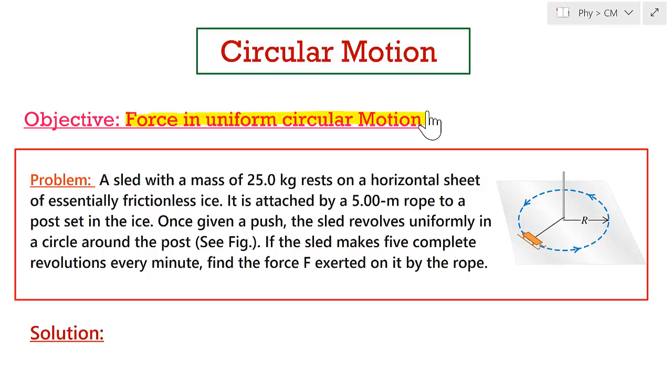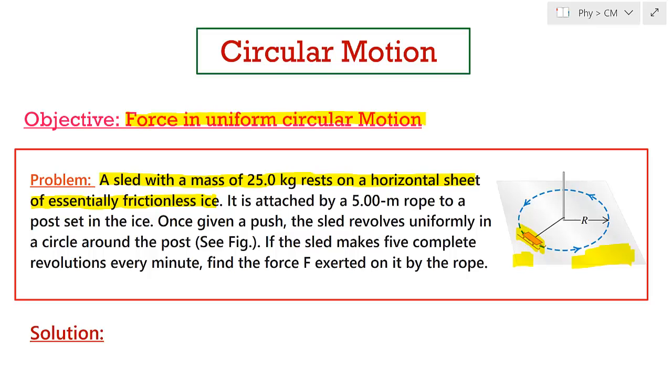So this problem says, a sled with mass of 25 kg rests on a horizontal sheet of essentially frictionless ice. So here I have a sled and the mass of this sled is given, that is 25 kg, and this rests on a horizontal sheet of ice. And it is given that this horizontal sheet of ice is frictionless. So we have to assume that the coefficient of friction, mu, is equal to 0 in this case. This means there is no friction between the horizontal sheet and this sled, so it is moving freely.